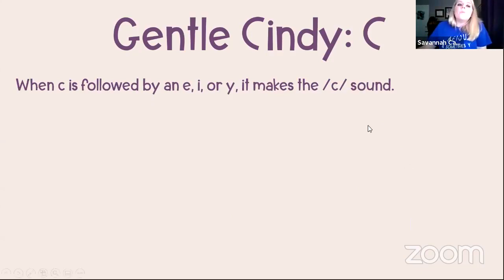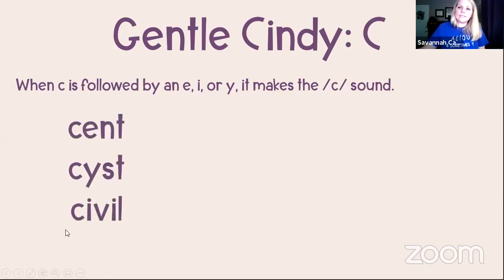Okay, Gentle Cindy is a rule for C and G. C and G both have a hard sound and a soft sound. The hard sound of C is the typical sound. It's the K sound. The soft sound of C is the S sound. So when C is followed by an E, I, or Y, it makes the S sound. So let me give you an example.